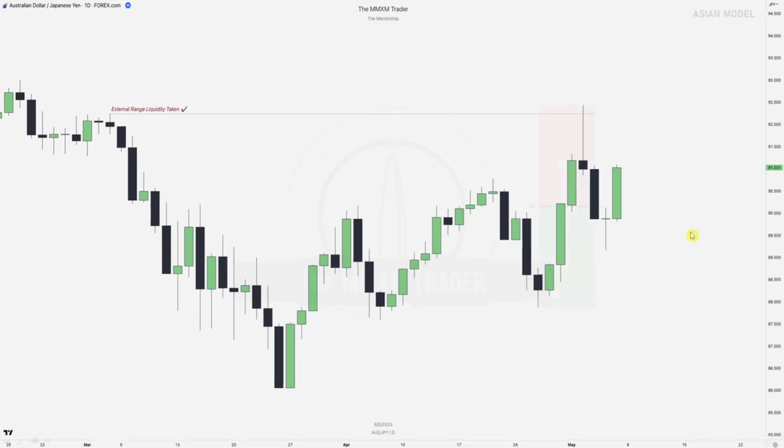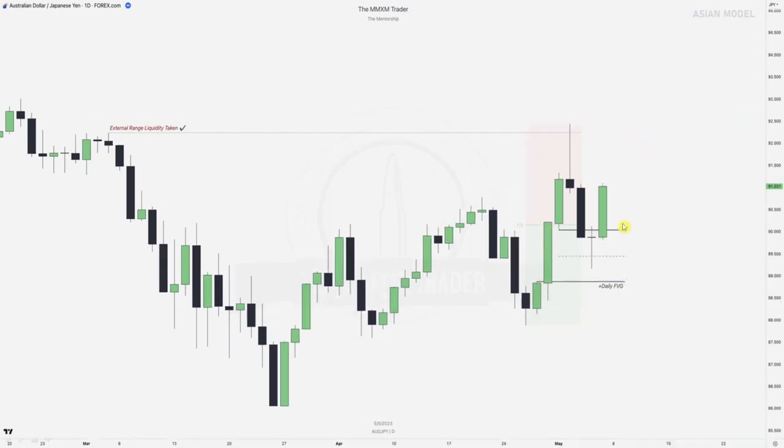And how does that look like with premium and discount levels drawn out? Over here we've got our range low, right, into equilibrium down here, and then eventually, because we took out that external range liquidity, this is our dealing range high or our premium high. So over here we've got that daily fair value gap after we took out that external range liquidity, and that was our draw on liquidity going from external to internal.